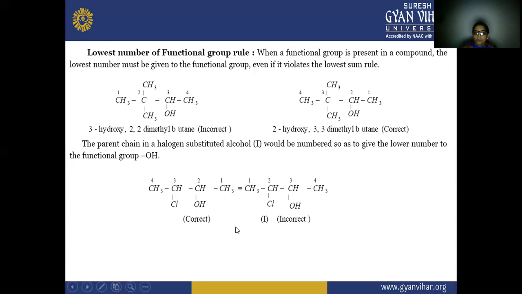This is one compound and this is another compound, and here we are giving this more priority because it has higher priority than the halogen. So this system is correct and this is wrong, because here we are giving the halogen more priority as compared to the hydroxy group.